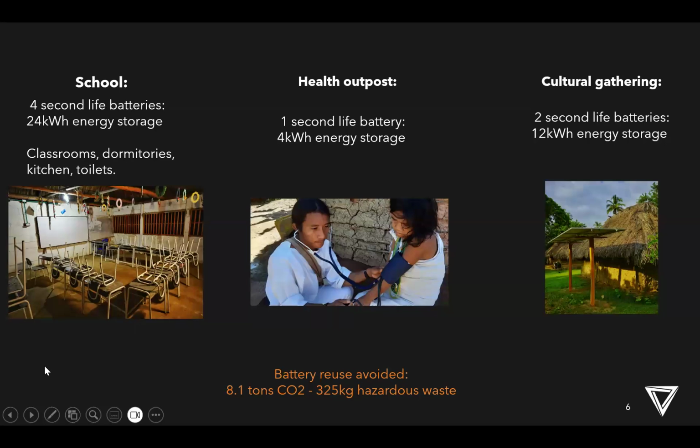And the fact that we use second life batteries, I have to say, they are as good as new. They are not like being secondhand. They are not low quality. They have a very long, useful life ahead of them. But we avoided the need to manufacture new batteries needlessly. And this helped us avoid over 8 tons of CO2 and over 300 kilograms of what would have been hazardous waste of batteries that were being needlessly thrown away. Next.